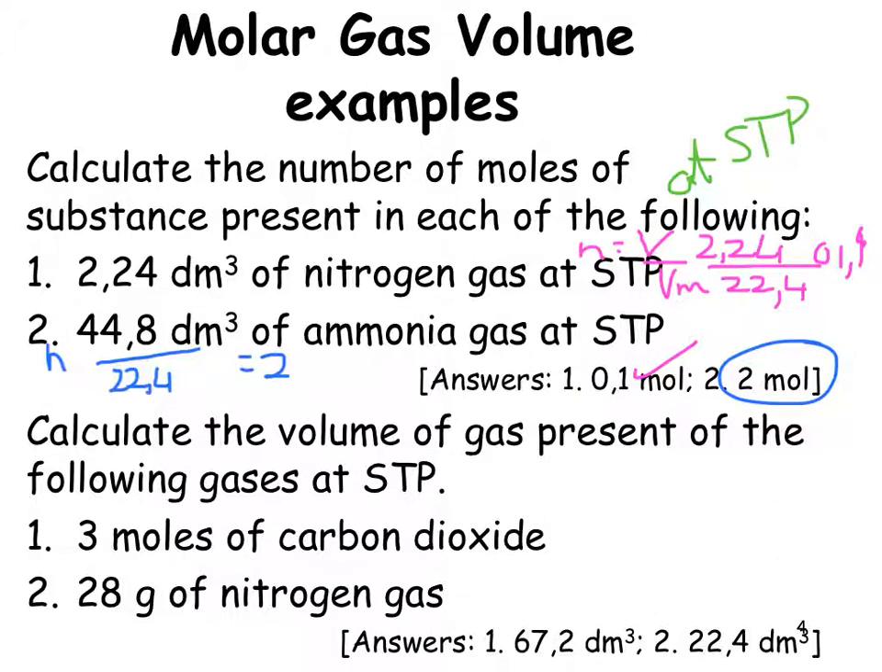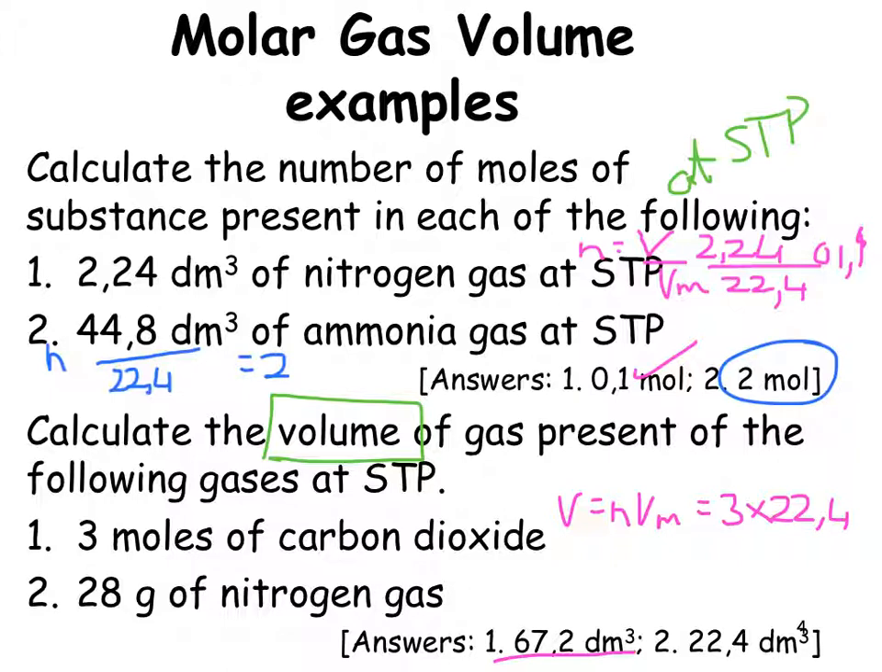Then if they give you the number of moles and now they would like to know what the volume is, you can work that out as well, where you can simply say that volume is equal to number of moles times molar volume. So it is 3 times 22,4, and you land up with 67,2 decimeters cubed.